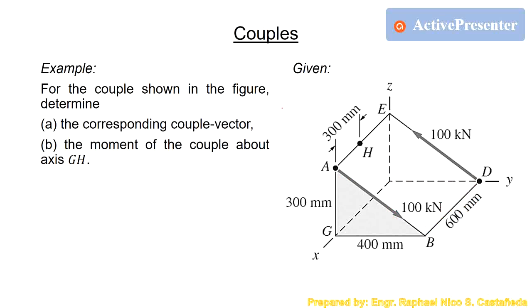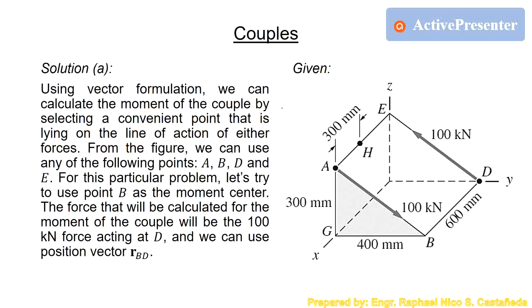So, using vector formulation, we can calculate the moment of a couple by selecting a convenient point lying on the plane, on the line of action of either force. From the given figure, we can use any of the following points. Obviously we have A, B, D, and E, which are lying on the line of action of the forces. For this particular problem, let's use point P as the moment center, which is this one. So we will use this force, and the moment of the couple will be calculated from the 100 kilonewton force acting at point D. We will use this one as our position vector RBD.